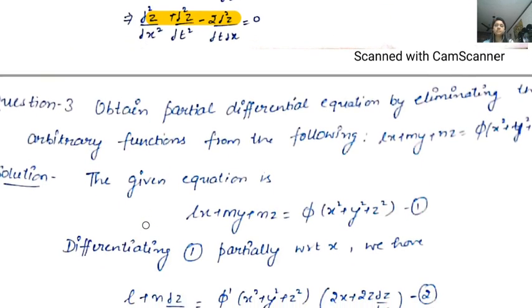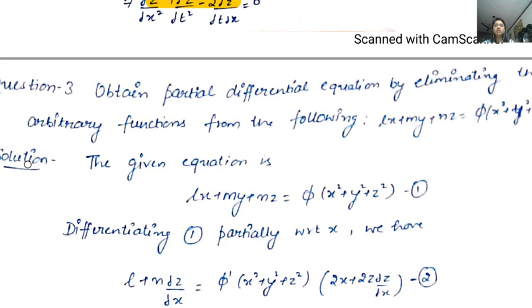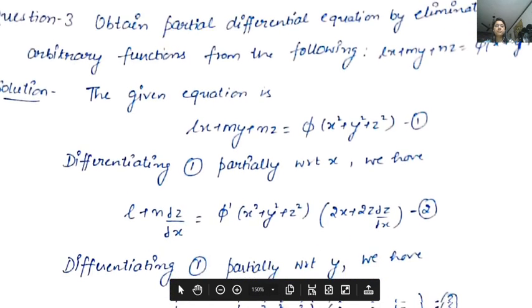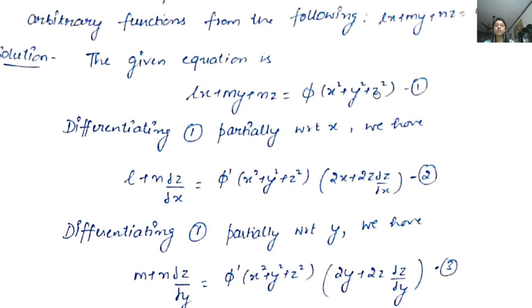Next question. Obtain the partial differential equation by eliminating the arbitrary functions from the following: lx plus my plus nz equals phi of (x square plus y square plus z square). Let this equation be 1. We call it equation 1.